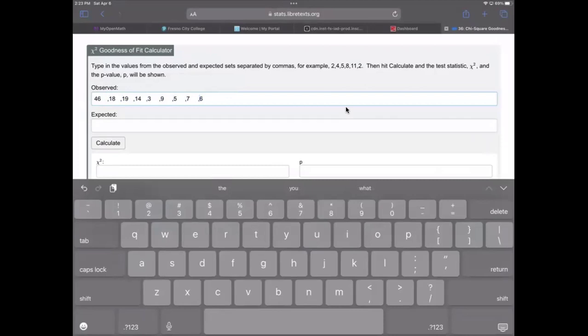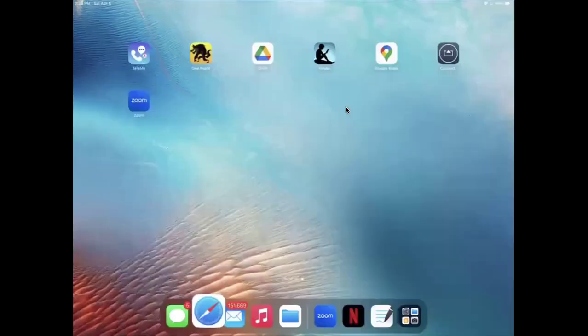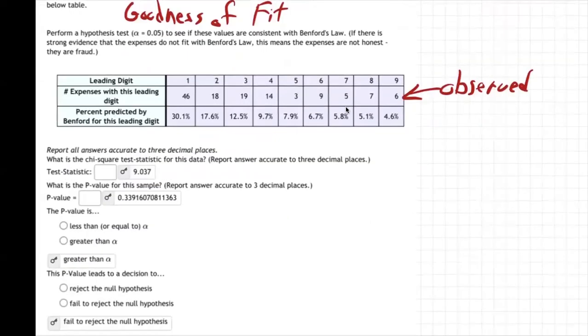All right, now what did we expect? What are the numbers we expected if they're really honest checks? We expected they should fit with Benford's law. Well, how are we going to calculate that? Well, that's a little more tricky. Let me help you with that.